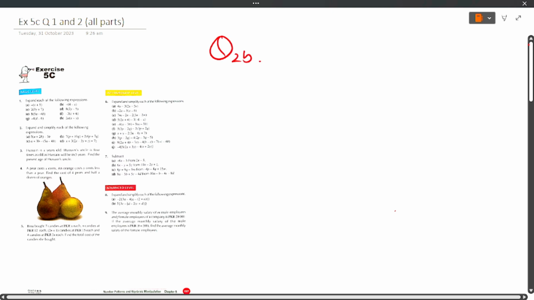Question 2 part B. Part B is 7 into P plus 10Q, bracket of into 2, 6P plus 7Q. Okay. Now tell me what is the variable here, P, and what is here? And what is the constant here? 1. Very good. And what is the constant here?